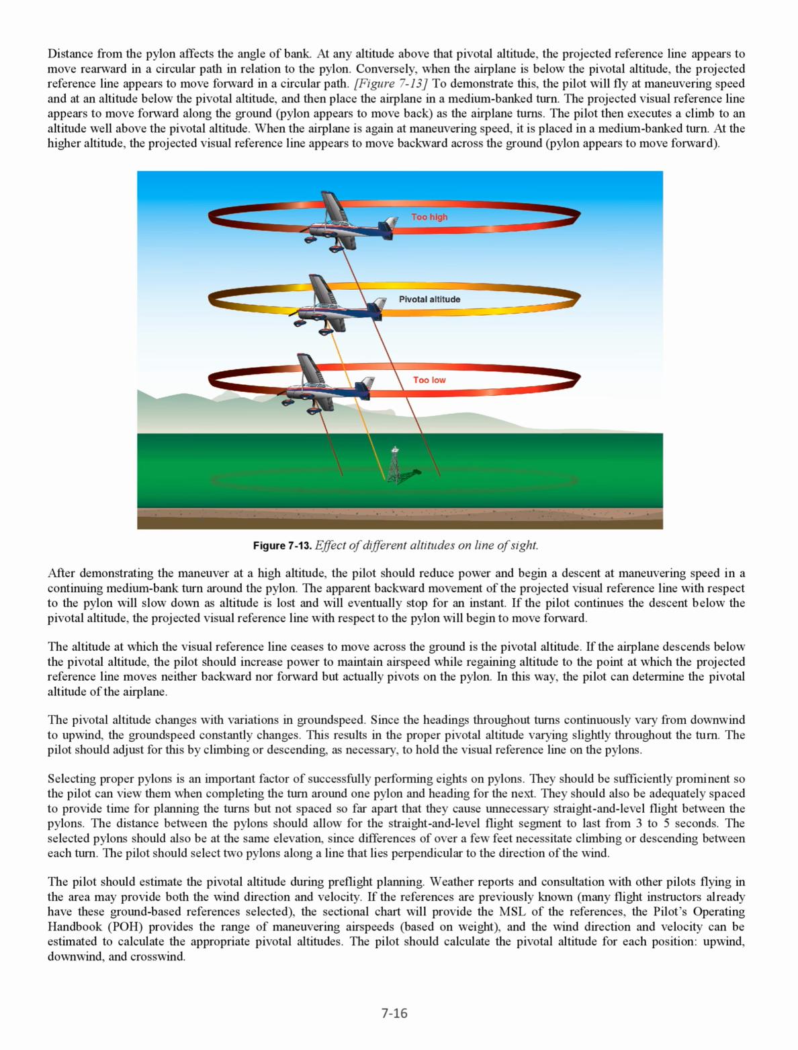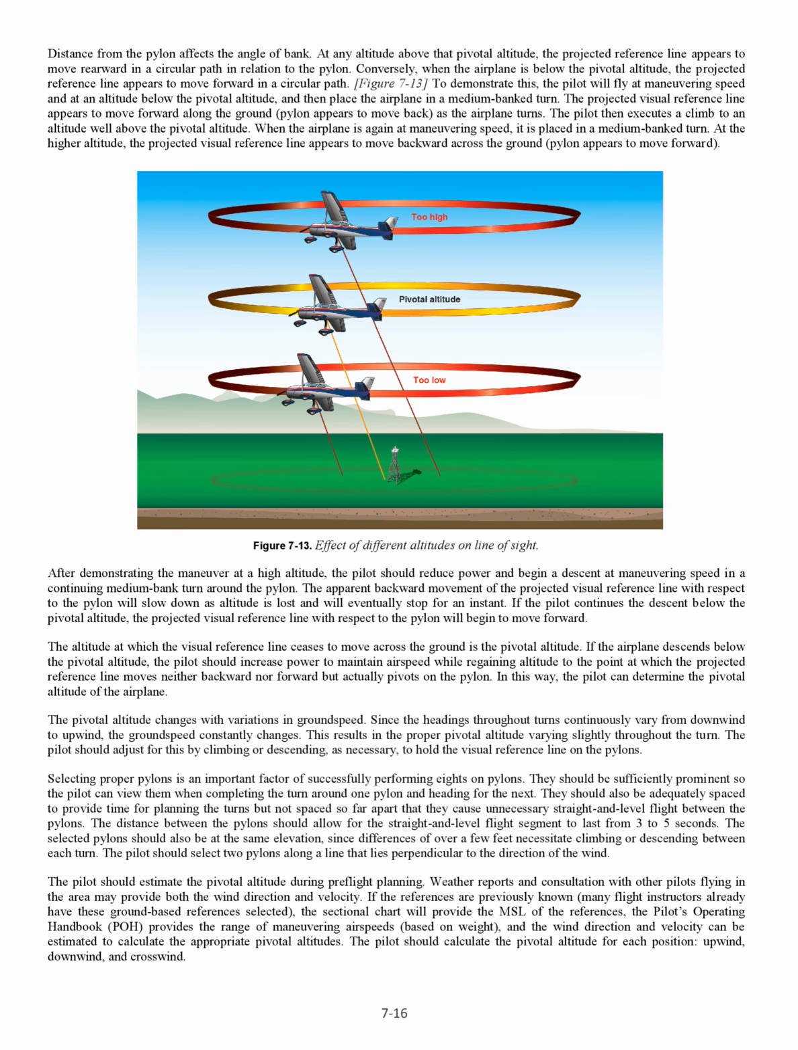To demonstrate this, the pilot will fly at maneuvering speed and at an altitude below the pivotal altitude, and then place the airplane in a medium bank turn. The projected visual reference line appears to move forward along the ground, and the pylon appears to move back, as the airplane turns. The pilot then executes a climb to an altitude well above the pivotal altitude. When the airplane is again at maneuvering speed, it is placed in a medium bank turn. At the higher altitude, the projected visual reference line appears to move backward across the ground, and the pylon appears to move forward.